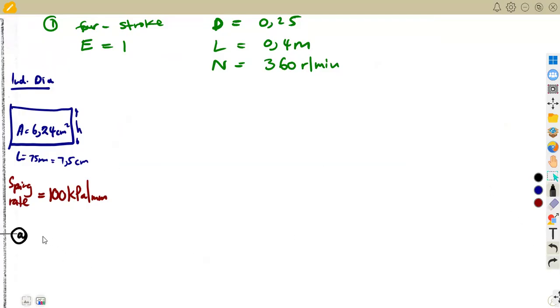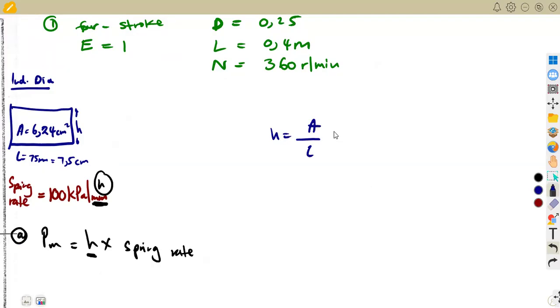So the mean effective pressure can be determined there, which is the height times what? The spring rate, or the spring stiffness, per millimeter of the height. So we need the height, per unit height. Like I said, the height is the area over the length. The area is 6,24 square centimeters. If we divide, we must use the length in centimeters also, so that we obtain our height in centimeters.